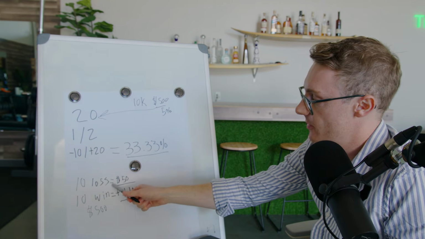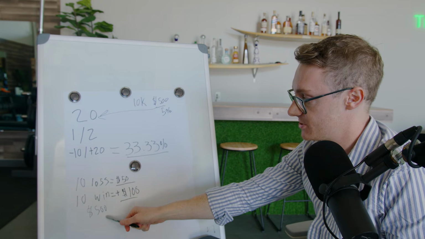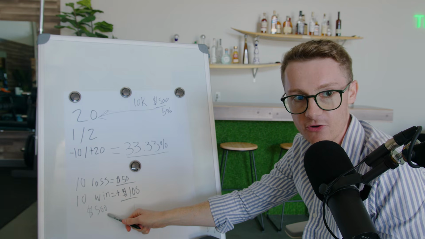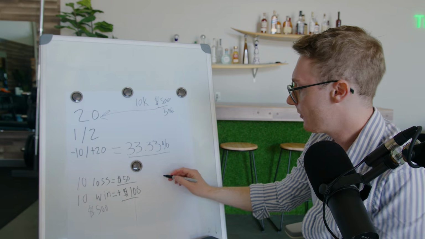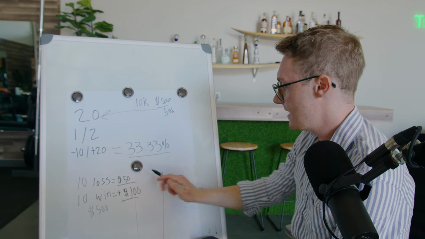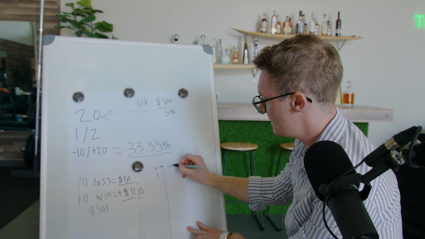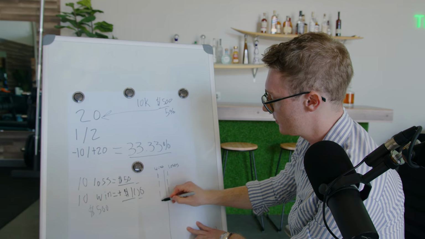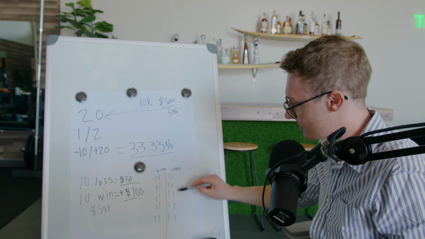Now, the 10 trades we lost, if we have a 10% stop loss, out of that $500 position size, we're going to lose $50. Out of the 10 we won, with the same $500 position size, we're going to make $100, okay? So now we're going to take all the trades. Let's say we've got wins, we've got losses. We're going to win 1, lose 1, win 1, lose 1, and so on. Okay, so we've got our 10 wins, and we've got our 10 losses.